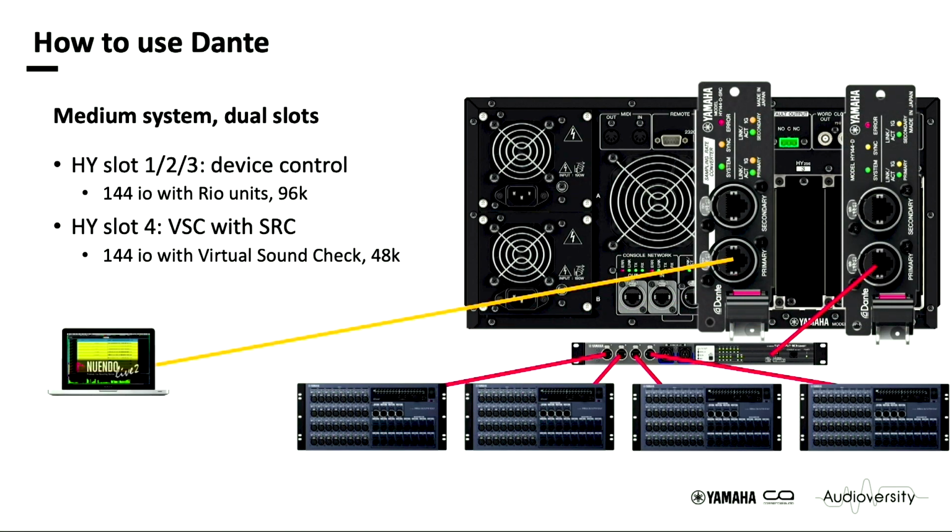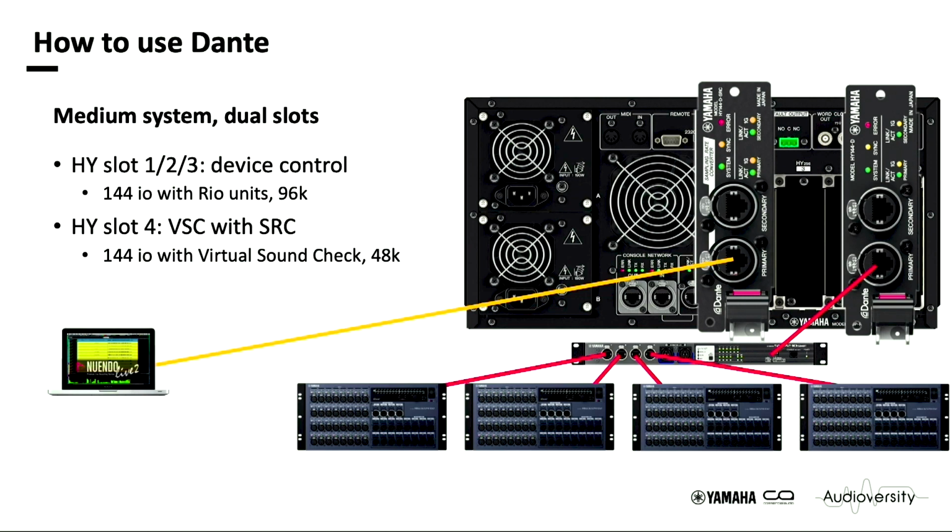If we expand a little bit, then we're going to need 2 Dante cards. So you could use one card for your device control and your live inputs and outputs running at 96 kilohertz. That could be in any card slot. And then you have HY slot 4 available for virtual sound check, up to 144 channels. Now you could use a sample rate converter card and then operate this at 48 kilohertz to save hard disk space on your computer. So that uses 2 Dante cards to allow a lot more channels in and out.